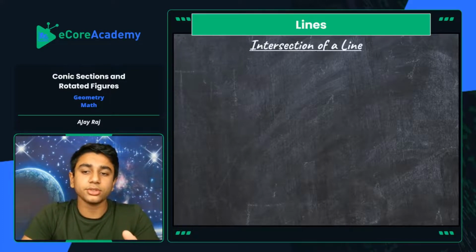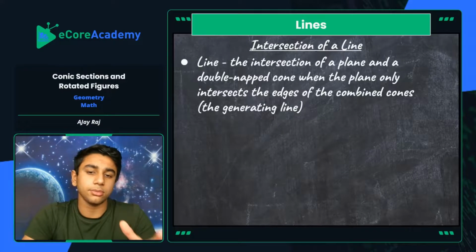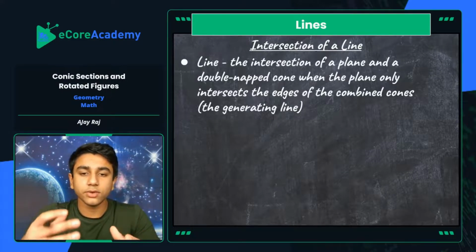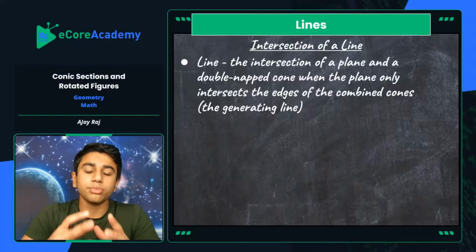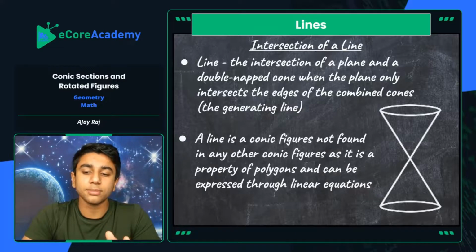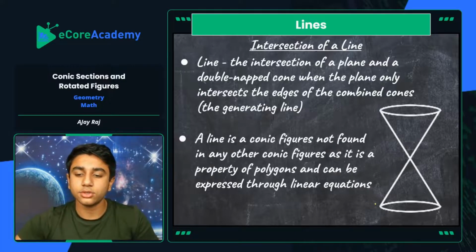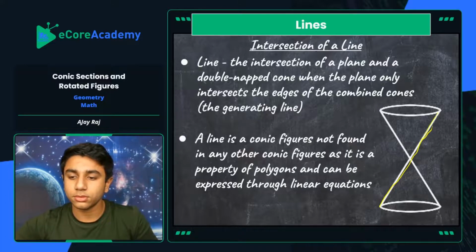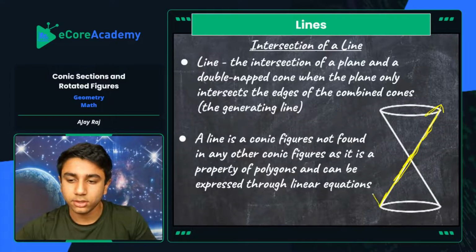So let's talk about the intersection of a line. How is a line created in a double napped cone? Because it technically is a conic section. A line is the intersection of a plane and a double napped cone when the plane only intersects the edges of the combined cones, the generating line. This is basically when the plane overlaps the generating line itself. So this line itself. And what do you think that forms? Of course, it forms another line. That intersection is just a singular line. I just want to highlight that. It's going to form that one line as shown here, that one large line.